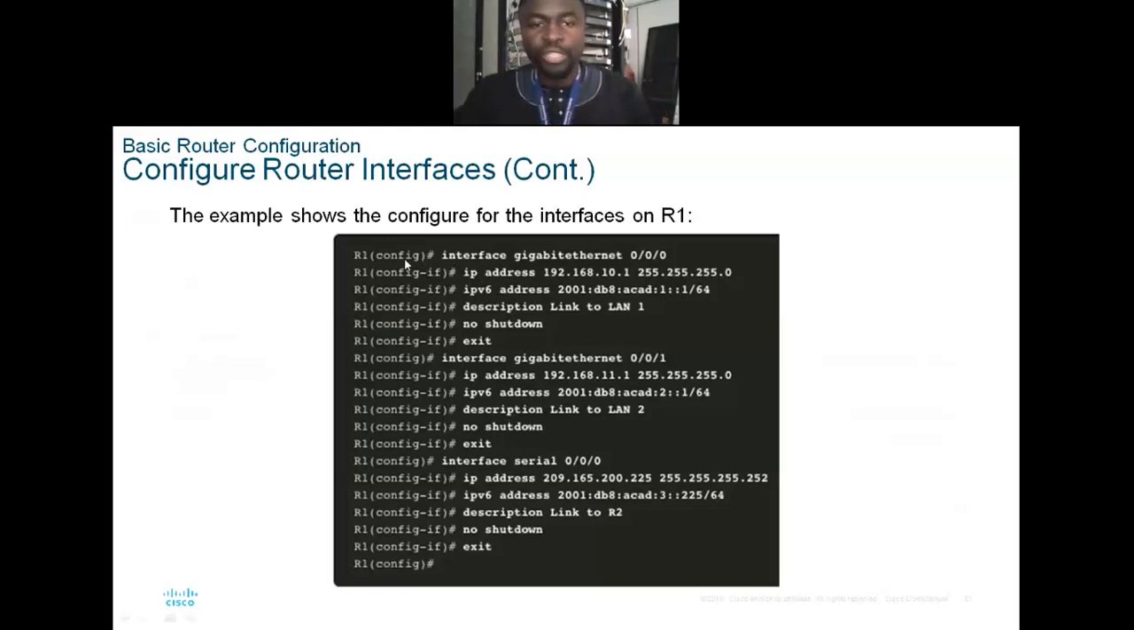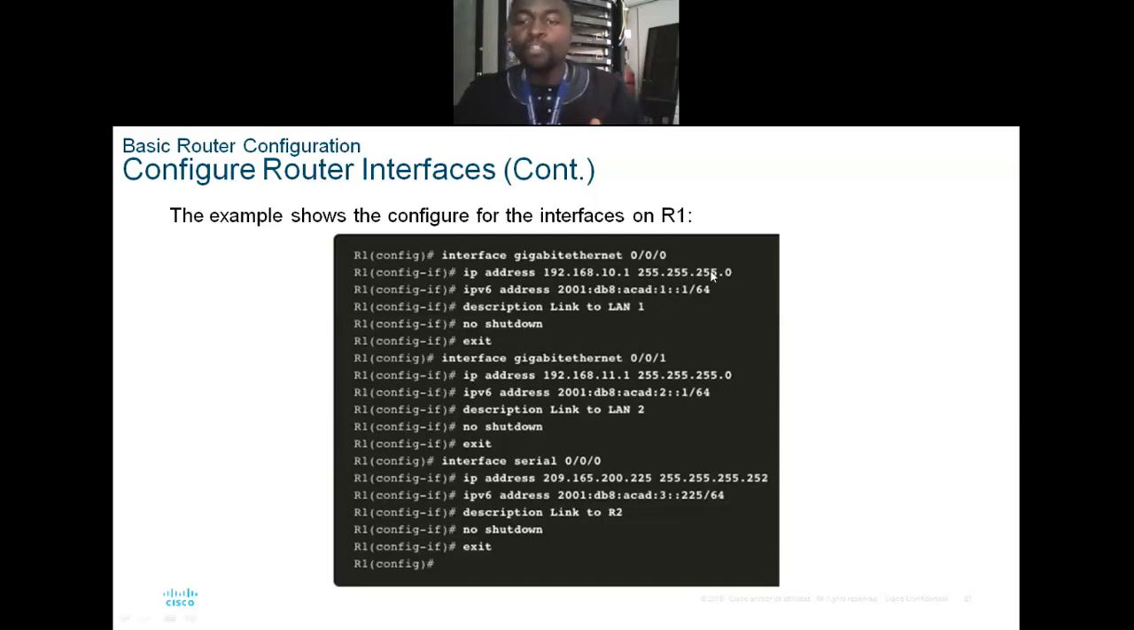So this is an example of how to do this. You gain access to the router. Interface gigabit this, so we get into the interface mode and our prompt changes. IP address 192.168.10.1 and the subnet mask. And for IPv6, I only say IPv6. You see the command structure is the same: IP address, IPv6 address. It's just the v6 that you add. Then you put in your address.